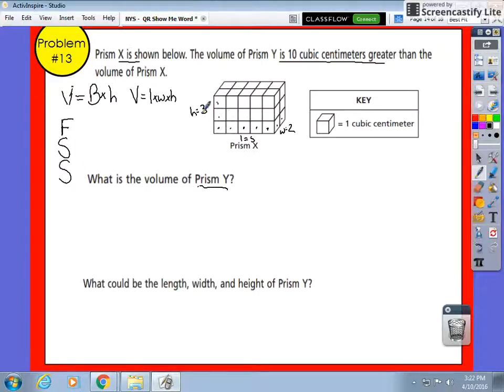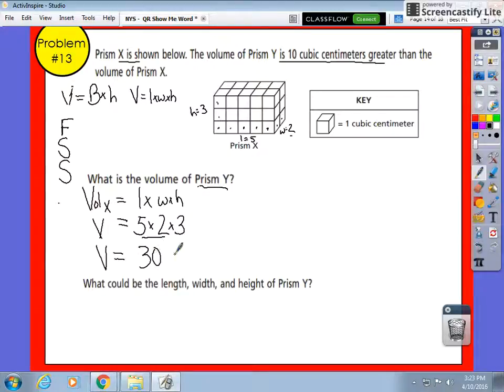So now, to find the volume of X, notice I'm labeling my volume because I do have two different prisms that we're talking about. The volume of X equals the length times the width times the height. So I copied down that formula. Now I'm going to say that volume equals, my length is 5. So I'm substituting 5 in for my length. I'm going to substitute the 2 in for my width. And I'm going to substitute the 3 in for my height. And now I can see that the volume is 5 times 2 is 10, times 3 is 30 centimeters cubed. And that's the volume of X.